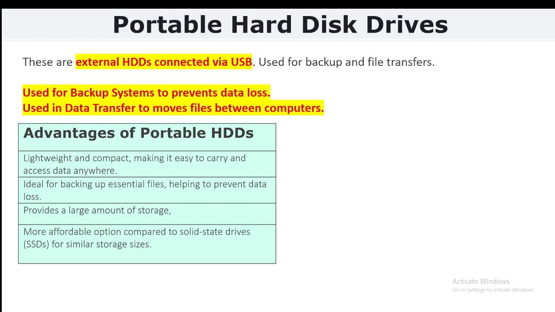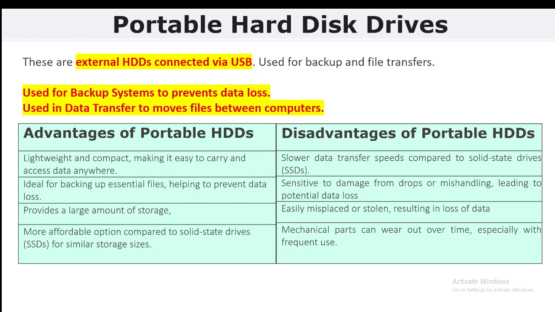Now, what this means is that if you compare the price of a hard disk drive that is about 1 gigabyte to the price of a solid state drive that is 1 gigabyte, you notice the difference. As for disadvantages, a portable hard disk drive has slower data transfer speed compared to a solid state drive. And then again, they are sensitive to damage when you drop them.